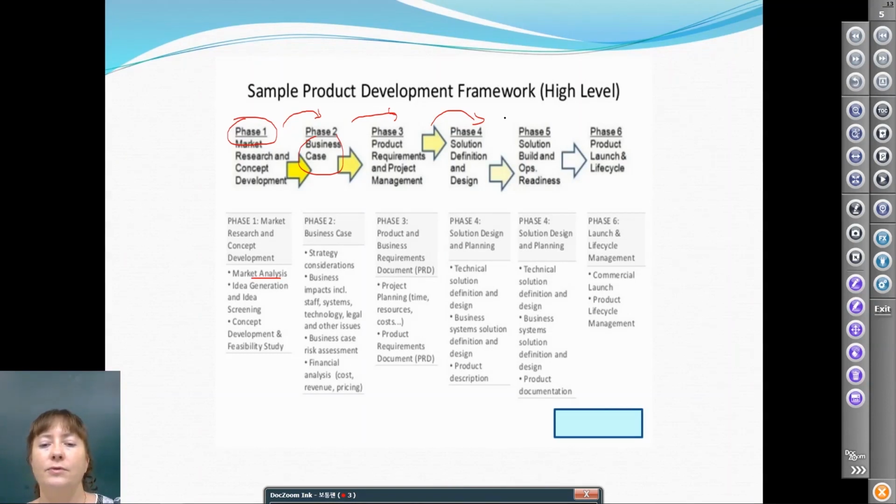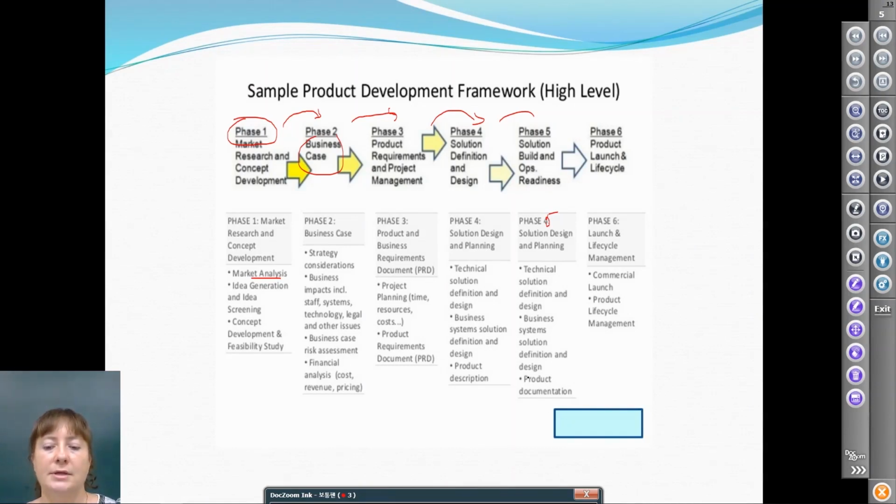After that, we move to phase number 5. In phase number 5, we have here solution build and optimization readiness. So solution design and planning. What we do here, again, we do the technical solutions and the design, but with the metrics. So during the previous step, it was necessary to arrange the metrics, but right now it's necessary because we have to evaluate everything. Business system solutions definition and design, also we have to submit some metrics. We repeat from the previous phase, but we add the metrics for each step.